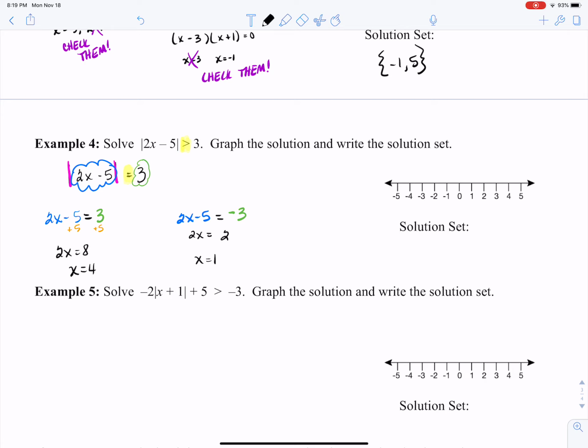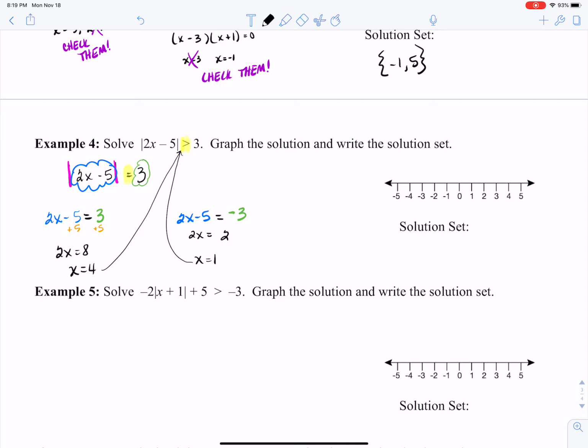Well, that's not really true, because keep in mind, my original inequality did not even include the equal to portion. It just said it had to be greater than that. So just because it said your absolute value had to be greater than 3, don't just say, oh, well, that just means that my answers have to be greater than 4 and greater than 1. Not necessarily true.